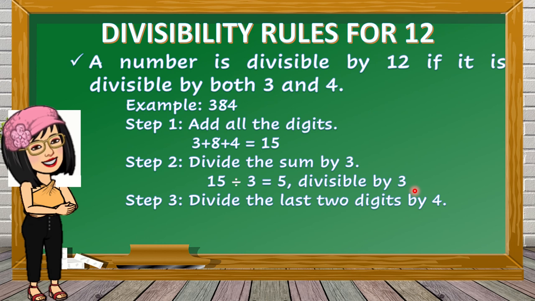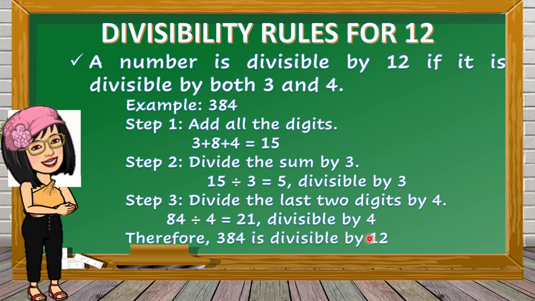Step 3, divide the last two digits by 4. The last two digits are 8 and 4. So, 84 divided by 4 equals 21, which is divisible by 4. Divisible by 4 siya kasi wala ding remainder or sobra. Therefore, 384 is divisible by 12. Nakuha po?